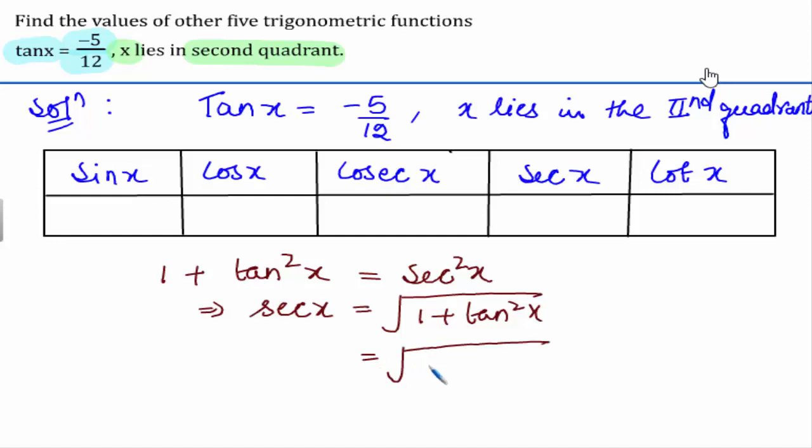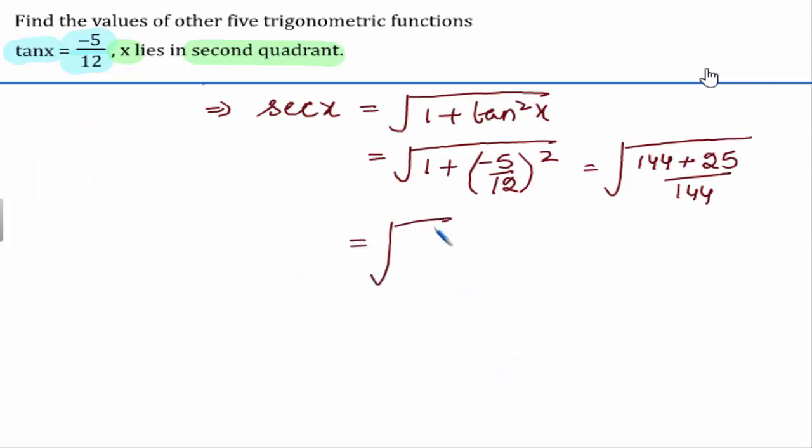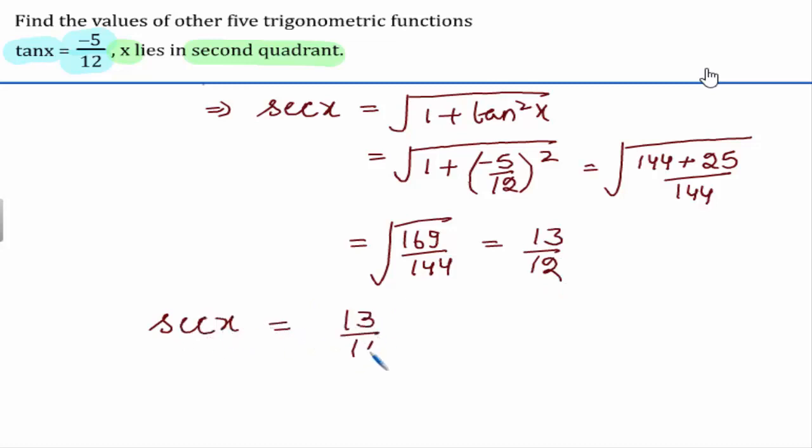So we have a square root of, substituting the value of tan x, since tan square x can be written as tan x whole square, so we have (minus 5 upon 12) whole square, which is equal to square root of (144 plus 25) divided by 144. So this is equal to square root of 169 divided by 144, which is equal to 13 divided by 12. Therefore, sec x is equal to 13 divided by 12.